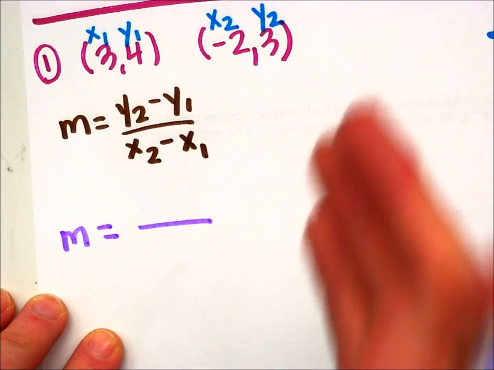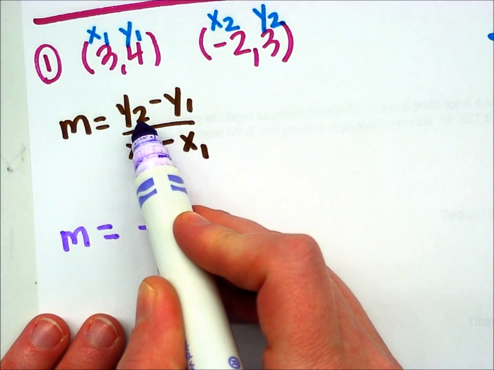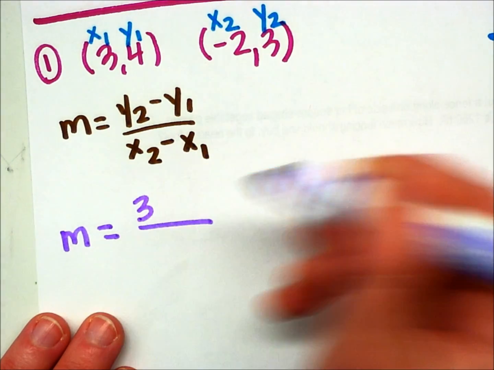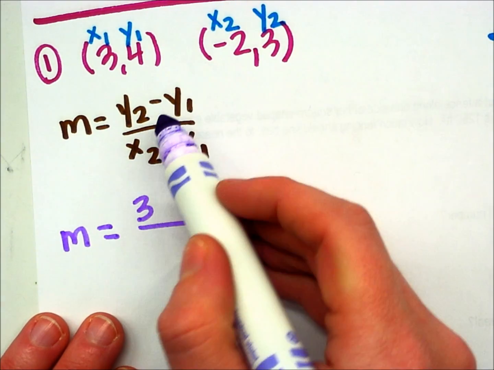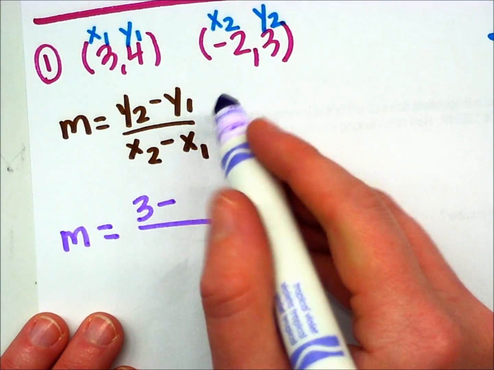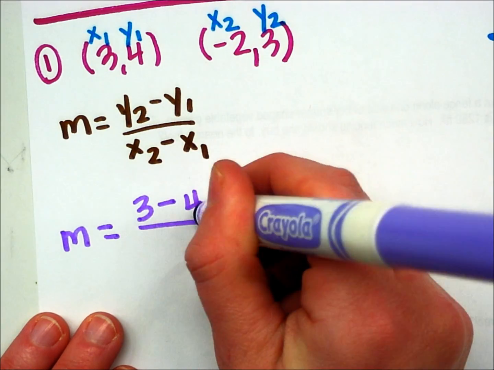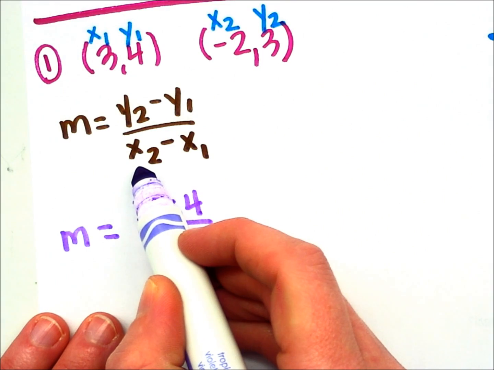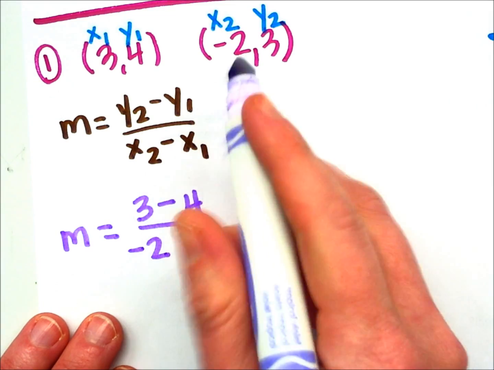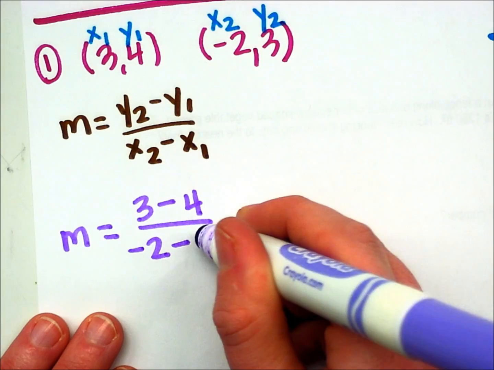Now I'm going to look at this. This is a slope formula. So the first thing I need to write down is the second y coordinate, or y sub 2. So if I look up here, that's a 3. If I go back to my formula, I see a minus sign. So I write down a minus sign. Then I see y sub 1, which is 4. X sub 2 is negative 2. In my formula, I have a minus, so I'm going to write that down. X sub 1 is 3.